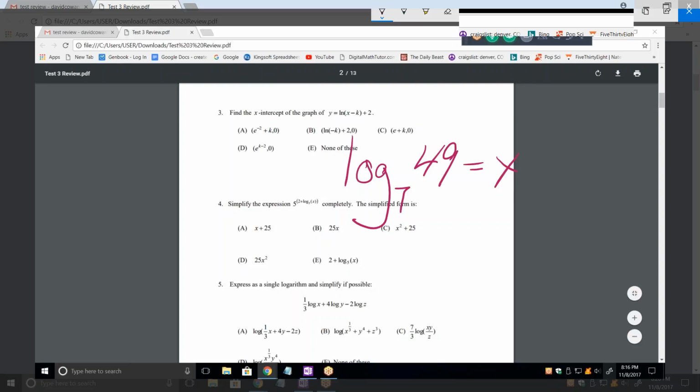Put that in exponential format. In other words, if it's in log format, you're going to want to do exponential format. If it's in exponential format, you're going to want to do log format. So we just need to make sure you can go both ways. How would I write this in exponential format?